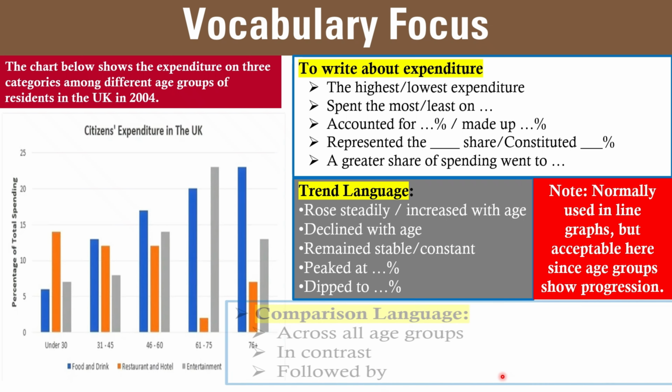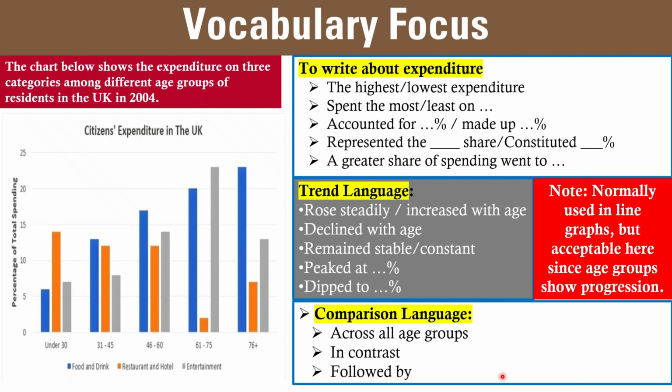Finally, when comparing categories, we can use phrases like across all age groups, in contrast, or followed by. These sets of words give us flexibility and allow us to describe the chart clearly without repeating the same phrases.